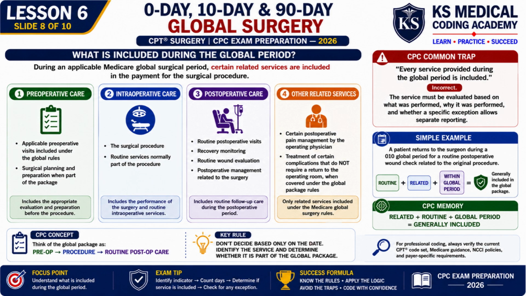Now let's understand what services are generally included during the Medicare global surgical period. For an applicable procedure, certain related services are included in the payment for the surgery. First is preoperative care, when the applicable global rules include the service. Second is intraoperative care, including the surgical procedure and routine services that are normally part of that procedure. Third is postoperative care, such as routine postoperative visits, recovery monitoring, wound evaluation, and postoperative management related to the surgery. Certain other related services may also be included under the applicable global surgery rules, such as postoperative pain management by the operating physician and treatment of certain complications that do not require a return to the operating room.